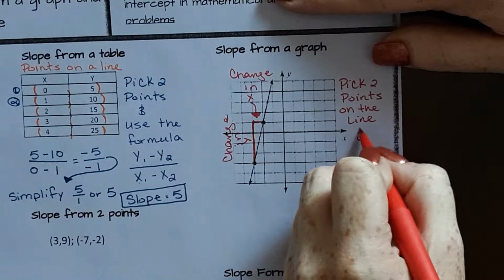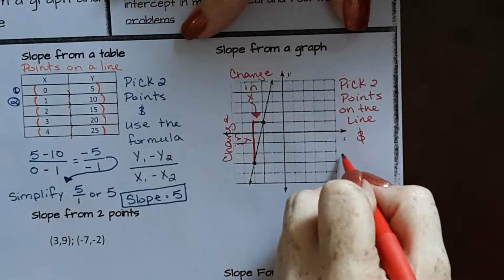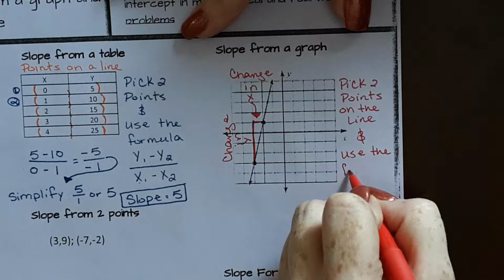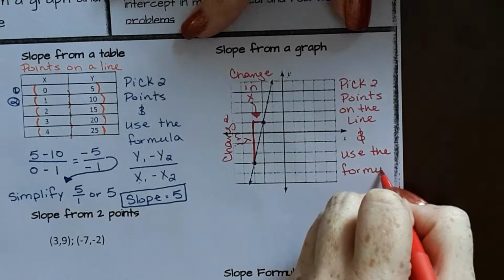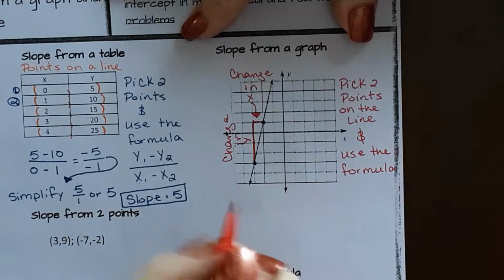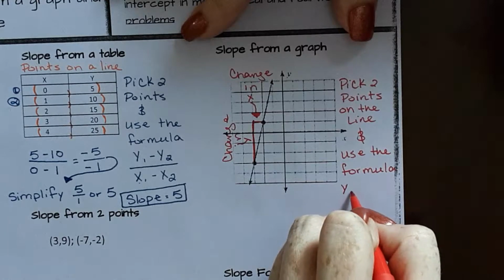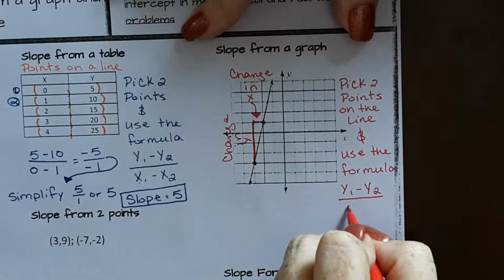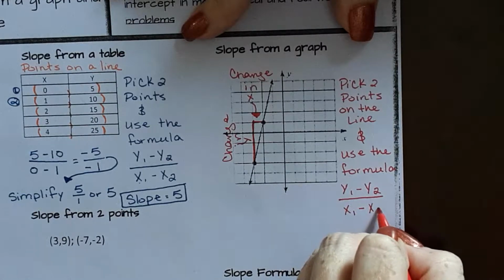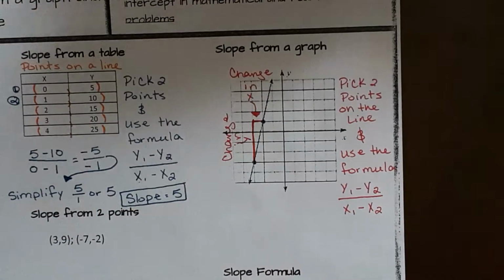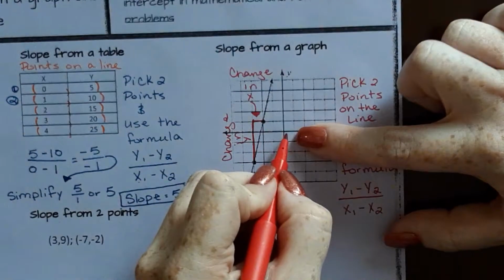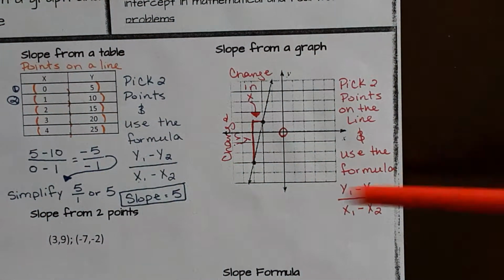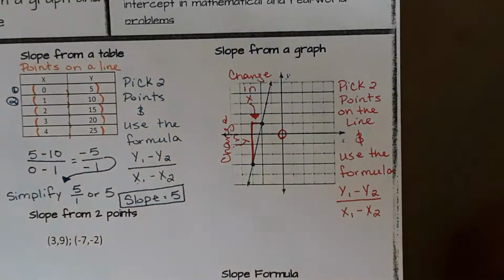And use the formula, which is what? Y value 1 minus y value 2 over x value 1 minus x value 2. So, this is our origin. And we need to name the 2 points that are given to us on this line.